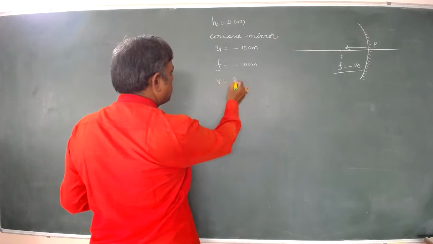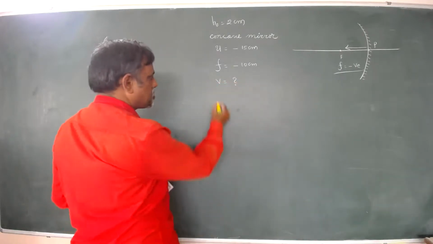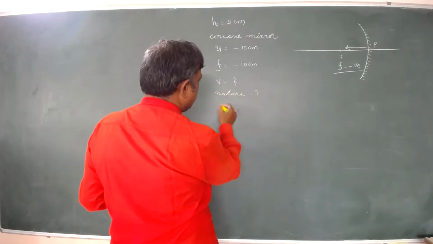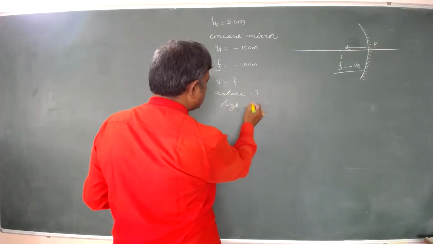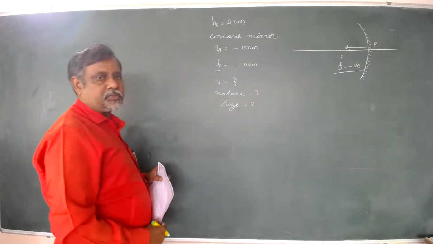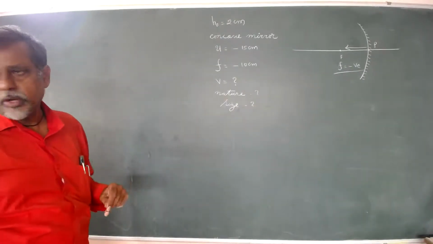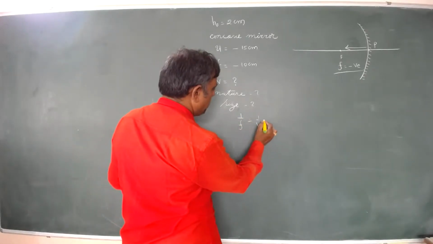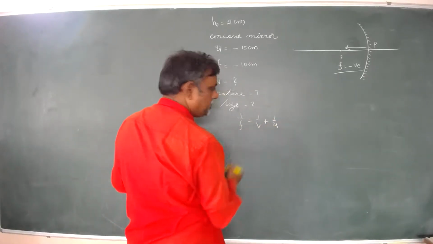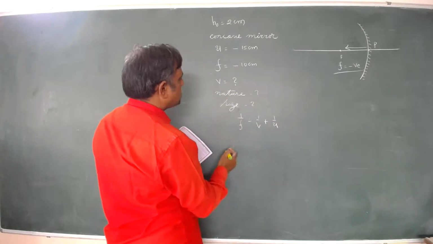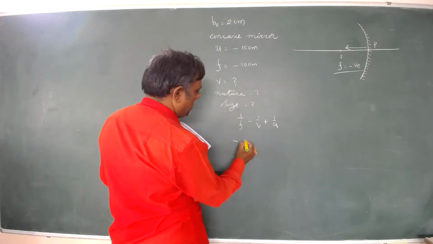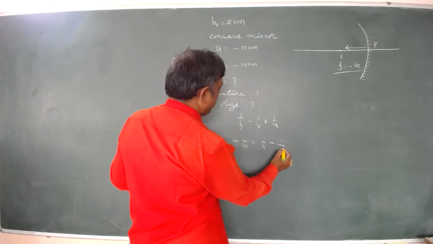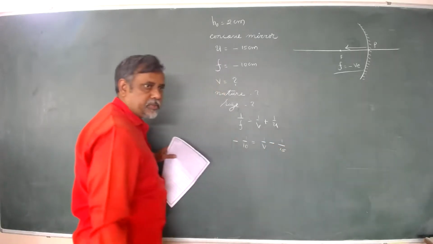Position of the image v is equal to how much? The nature of image you need to discuss, and the size of image also. These are the things that are to be done. Now from mirror formula, what do you say? 1 by f is equal to 1 by v plus 1 by u. Substitute with the sign convention. f is minus 10. So minus 1 by 10 is equal to 1 by v minus 1 by 15, because the u value is negative.